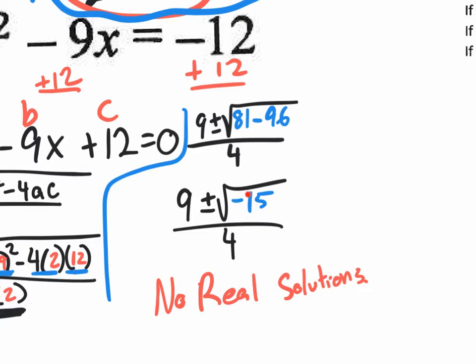So again, the discriminant, the value inside the square root, if it's negative, that means that you're not going to have any real solutions. Visually, on a graph, that means that your parabola does not cross the x-axis.